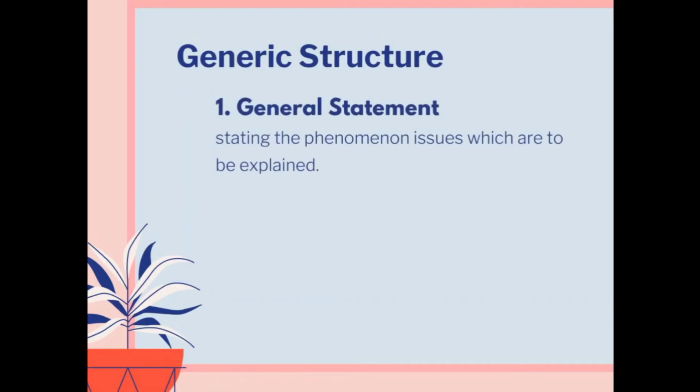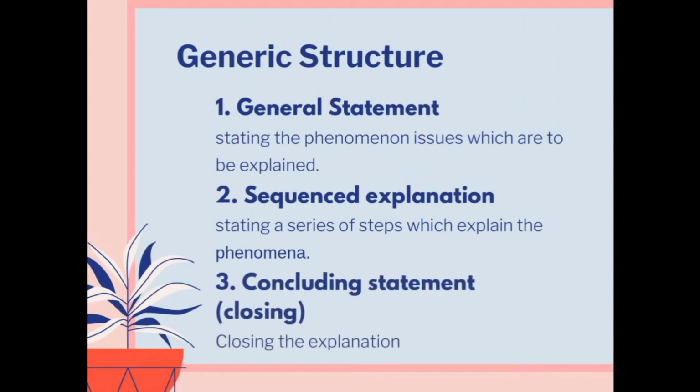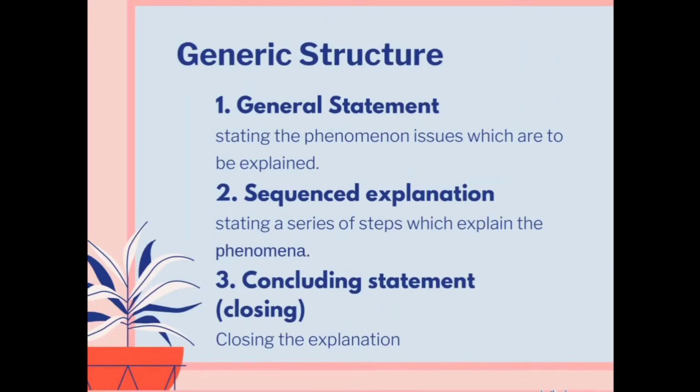To make an explanation text, you need to understand the generic structure of the text. There are three main parts of the generic structure. Number one is general statement. The general statement states the phenomenon issues which are to be explained. Number two is sequence explanation. The sequence explanation states a series of steps which explain the phenomena. Number three is concluding statement, in which we're closing the explanation. The concluding statement is optional.